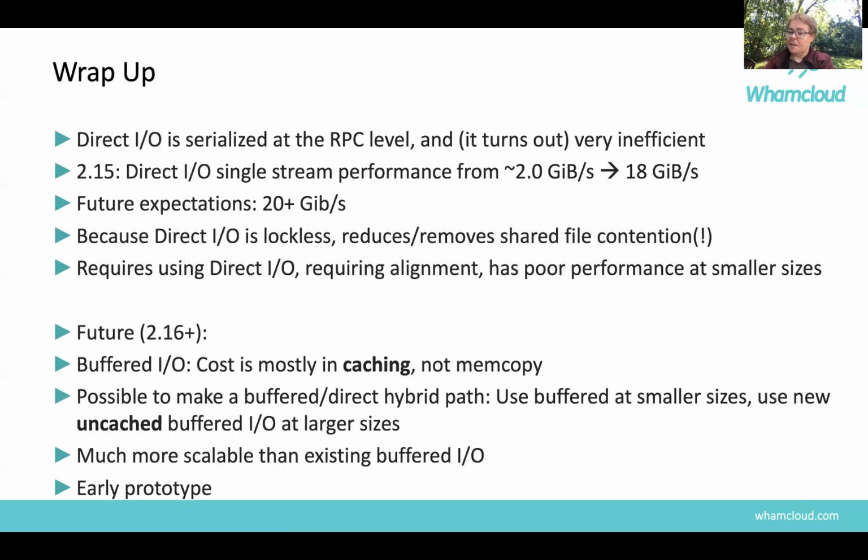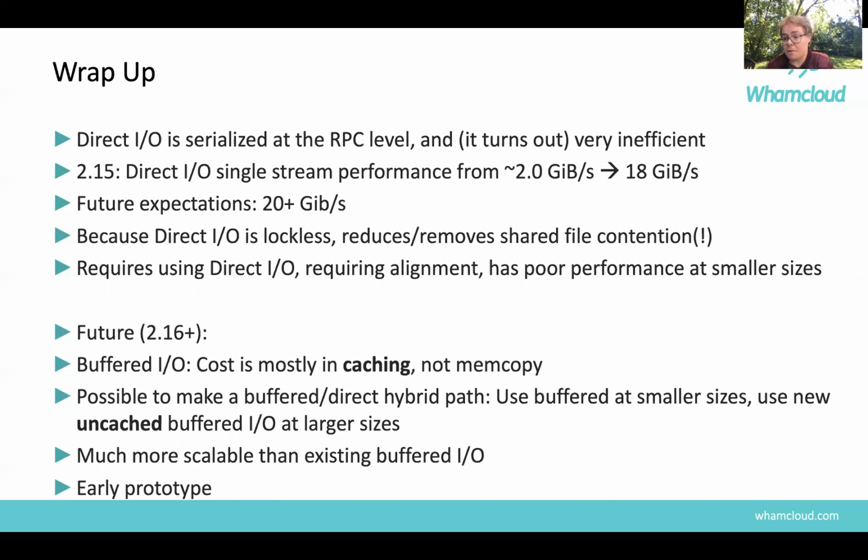All right. So wrapping up, turns out if you look, direct IO is serialized at the RPC level. And it turns out the code is very inefficient. And by the way, about the RPC level serialization, that was a big surprise to myself and to a number of other people, actually. I think most people working on Lustre didn't really realize that's what was going on. I think that there was a belief, and certainly I had it, that all the IO was issued at once, but I never really questioned why it was slow. And when I did, this is what I found.